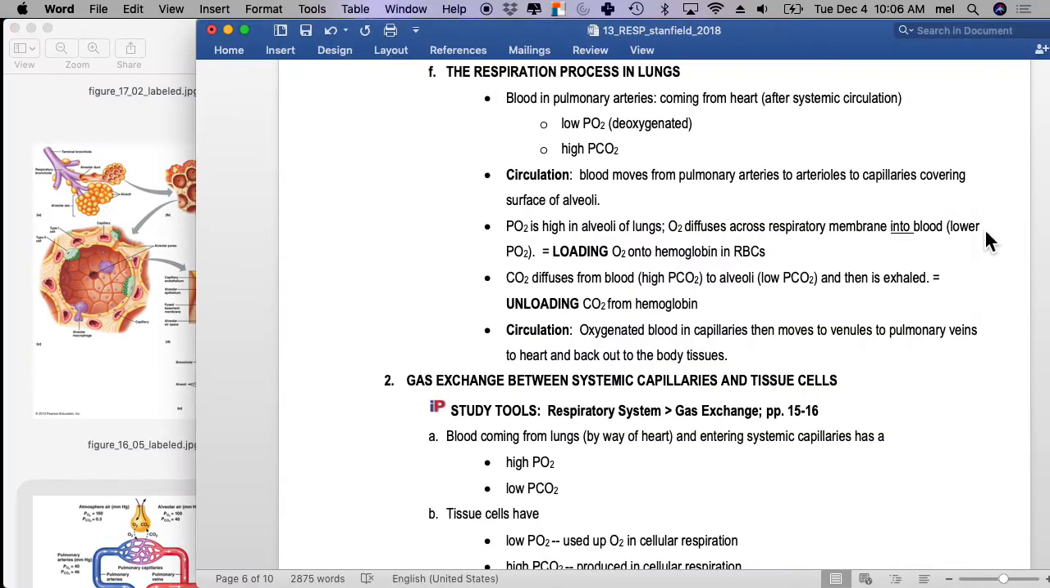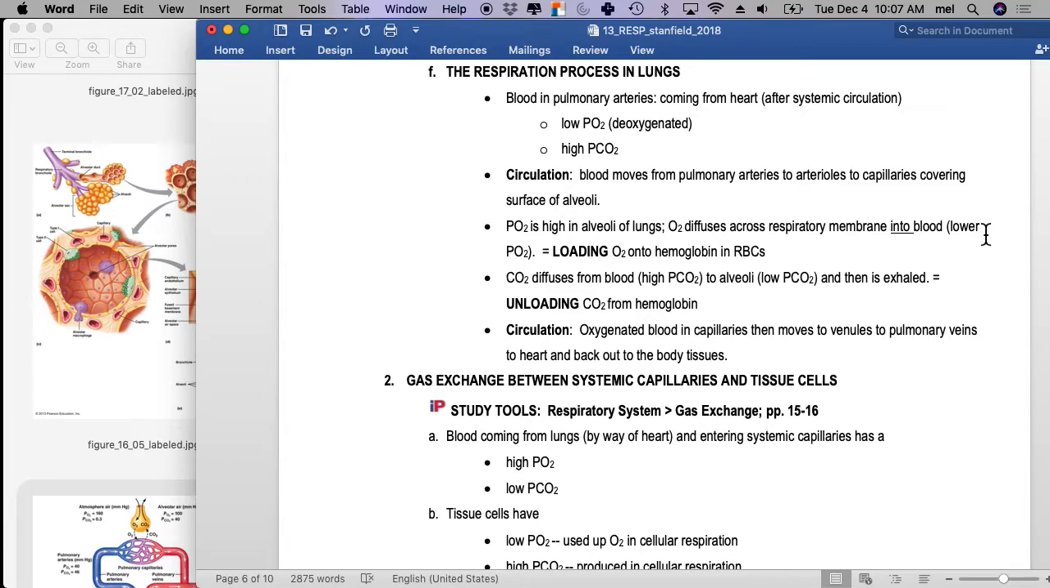Okay, so basically the respiration process at the lungs is not going to surprise any of you. The blood that you are delivering to the lungs from the pulmonary arteries, everybody with me? That blood going to the lungs is going to be high what, low what? High carbon dioxide, high PCO2, right? And low PO2. You with me?